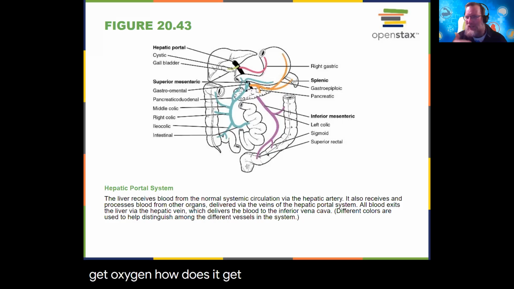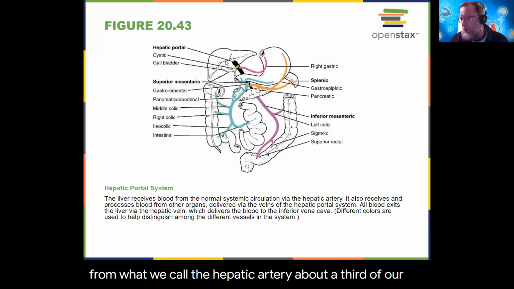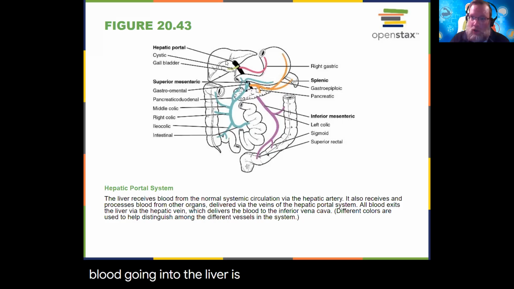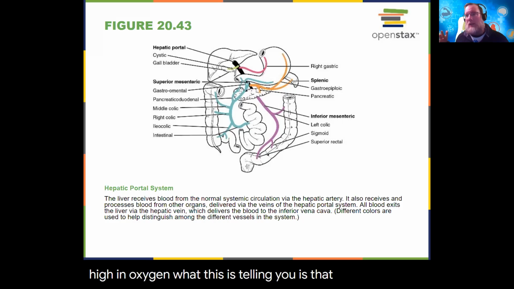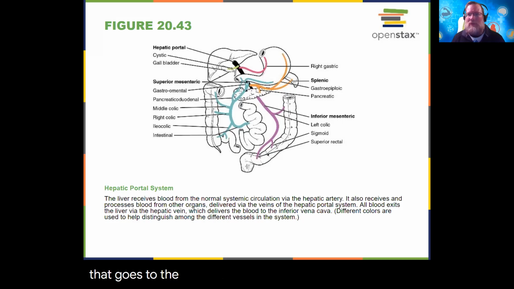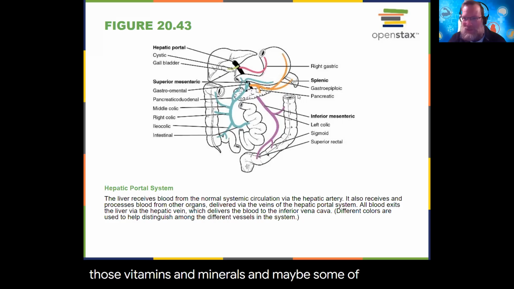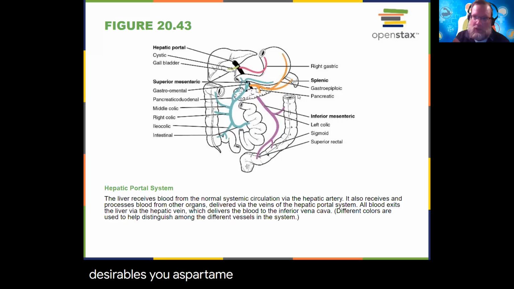How does it get arterial blood? Well, that comes from what we call the hepatic artery. About a third of all blood going into the liver is going to be arterial blood that's high in oxygen. What this is telling you is that a lot of blood that goes to the liver is going to have items that maybe need to be processed. So, all the stuff you consumed, all those vitamins and minerals, and maybe some of the not so desirables, aspartame, for instance, it's all going to go to the liver.